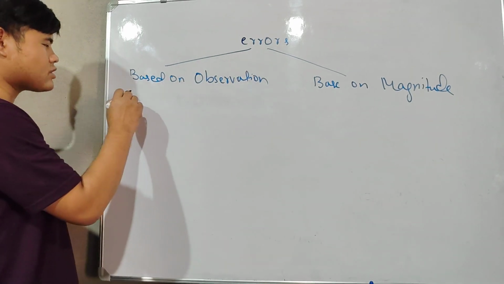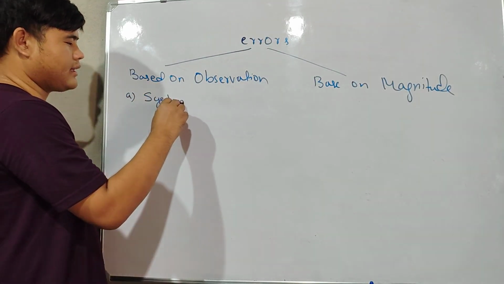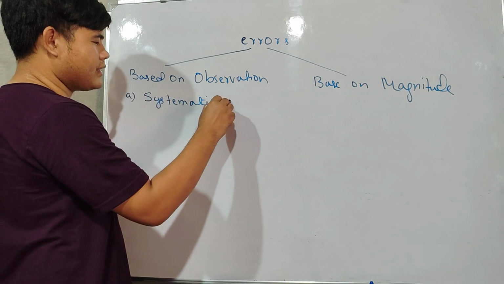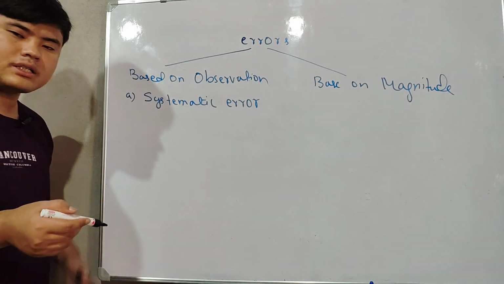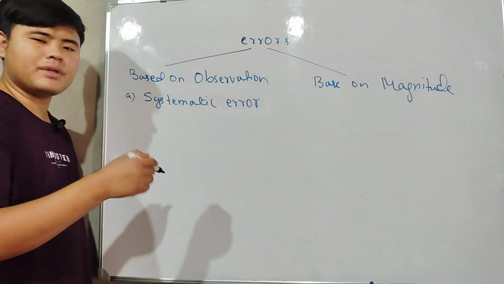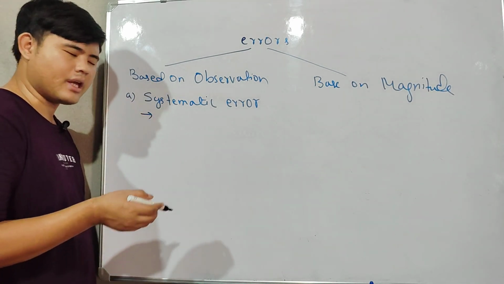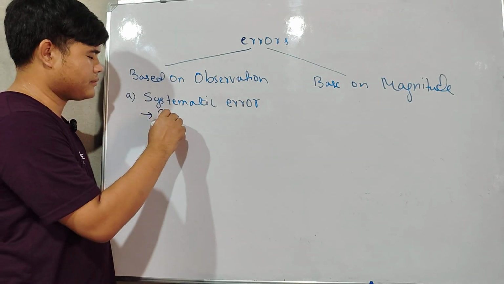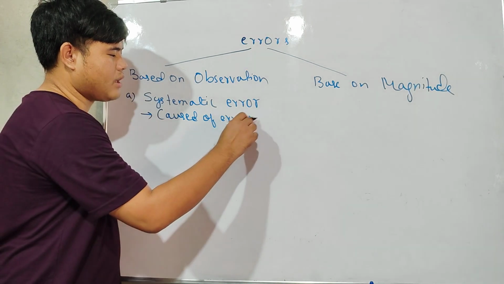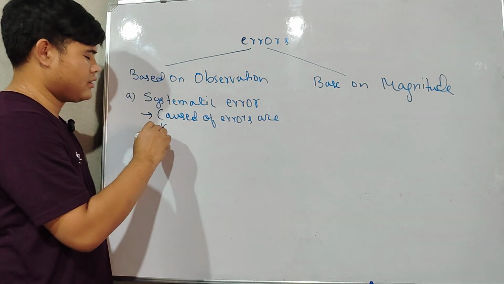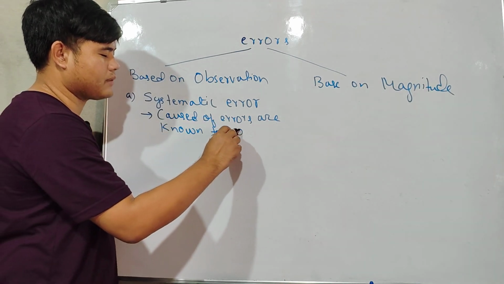So now the first one is the systematic error. Its subtopic is systematic errors. Now in systematic errors, what happens? In systematic errors, the causes of the errors are known to us. We know what the cause of the error is.